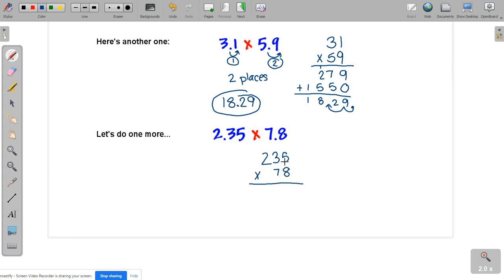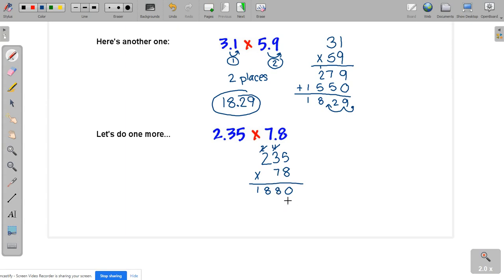We do 8 times 5, which is 40. 8 times 3, which is 24. Add 4, so we get 28. Then 8 times 2, 16 plus 2, 18. I cross out and redo it.